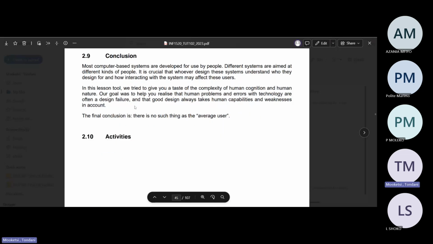Then this is the end of the lesson. So yeah, you can go read those sections that I did not cover for your own understanding.